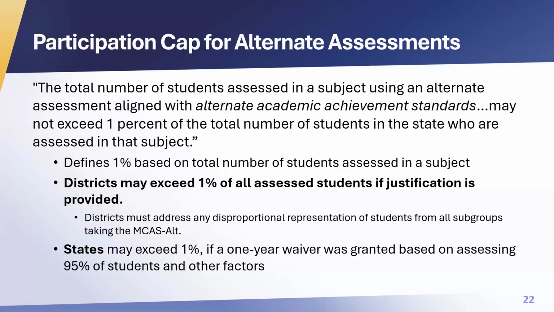And basically what it says is that states who assess students on alternate academic achievement standards may not exceed 1% of the total number of students in the state who are assessed in that subject. And it defines the 1% based on the total number of students assessed in each subject by the total number of students assessed. Districts, your district may exceed 1% of all students, but you have to provide justification.